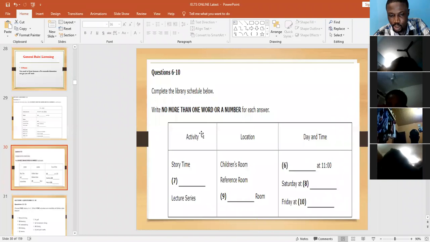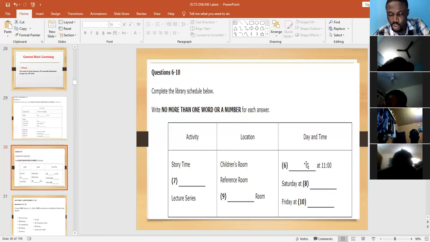Look at this topic. These are activities. There is story time. There is lecture series, 7 is missing. There is location. There is children's room. There is reference room, number 9 for this room is missing. And day and time. Day is missing here, time is given. Day is given, time is missing. Day is given, time is missing.